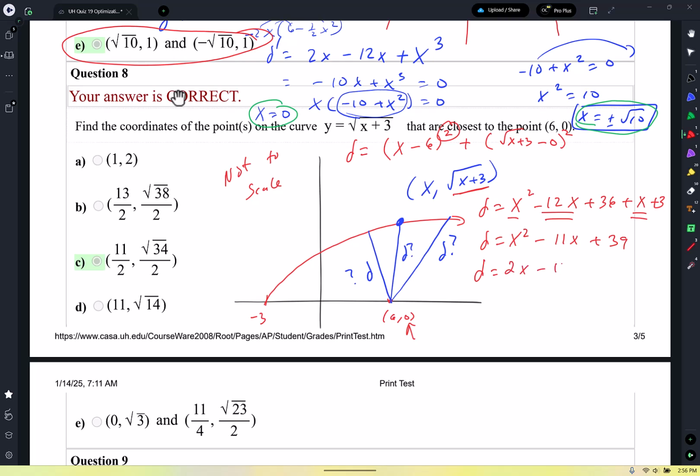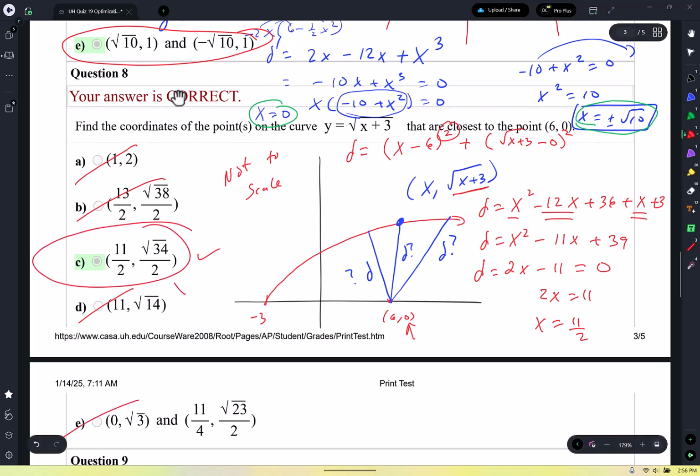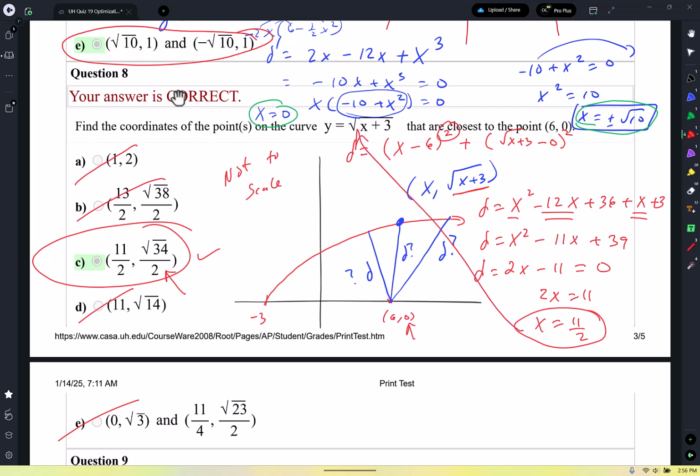2x minus 11. I heard someone say something. 2x equals 11. There it is. X equals 11 over 2. In case you're wondering, how do I get that y value? Plug in the 11 over 2 in there, because they want a point on the curve.